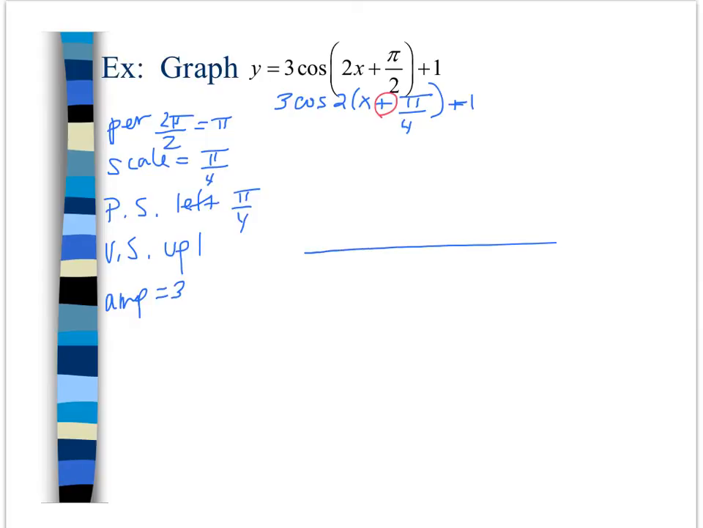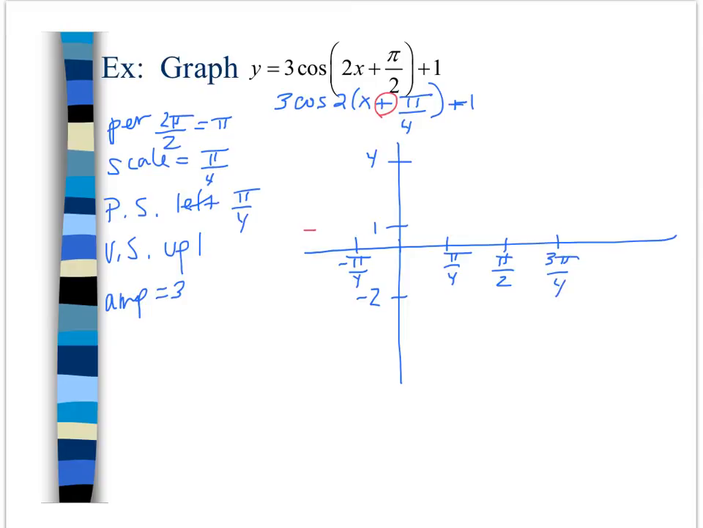Alright, when I go to graph this, I'll start with my up 1 for my vertical shift, and then since my amplitude is 3, my vertical scale goes from 4 to negative 2. Now, horizontally, I've got a pi fourths shift to the left, and since my scale is to keep adding pi fourths, my next point will be at 0, then at pi fourths, 2 pi fourths or pi halves, and 3 pi fourths.